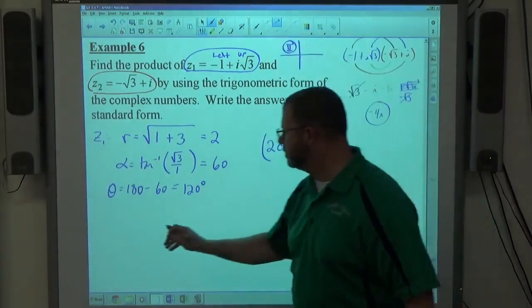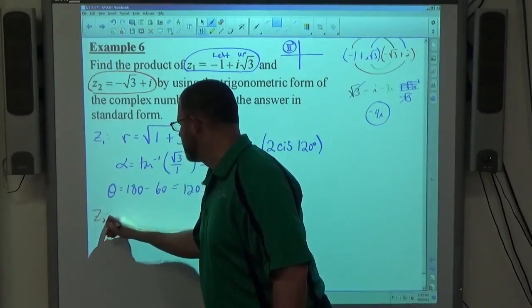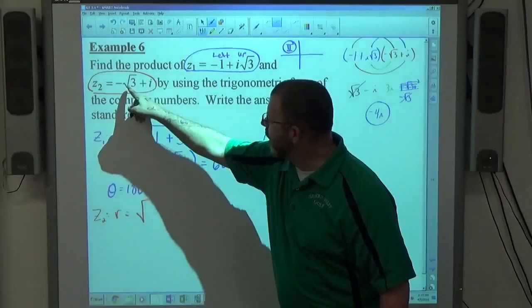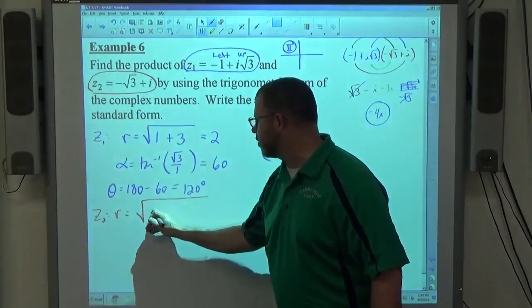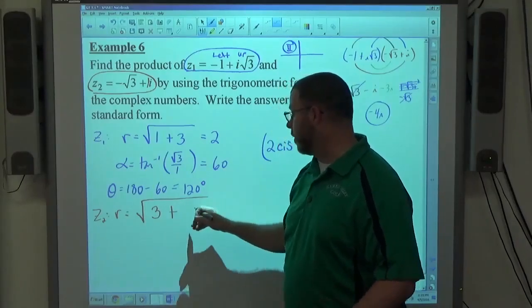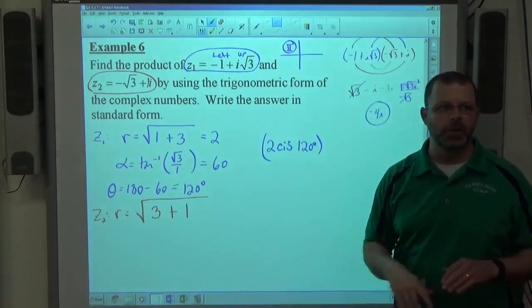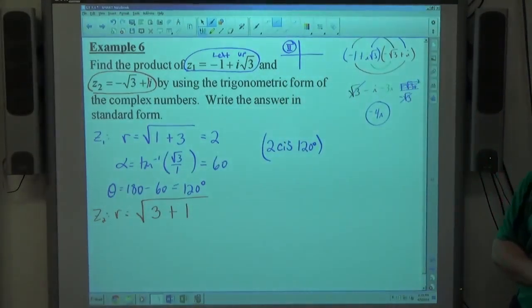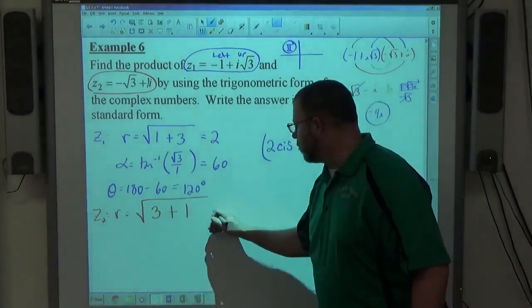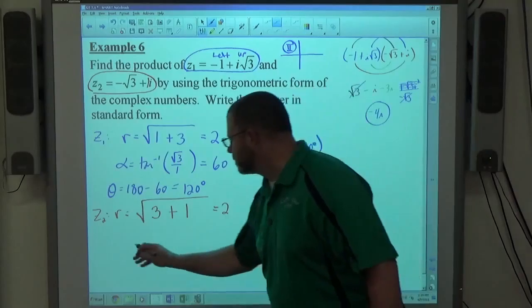Vector 2, same deal. So I'm going to take the square root of both of these things squared. Square root of 3 squared is positive 3. This is 1i, so 1 squared is 1. Again, ignore the I when you're doing this. The numbers matter, so square root of 3 and 1 matter. 3 plus 1 is 4, square root of which is 2.